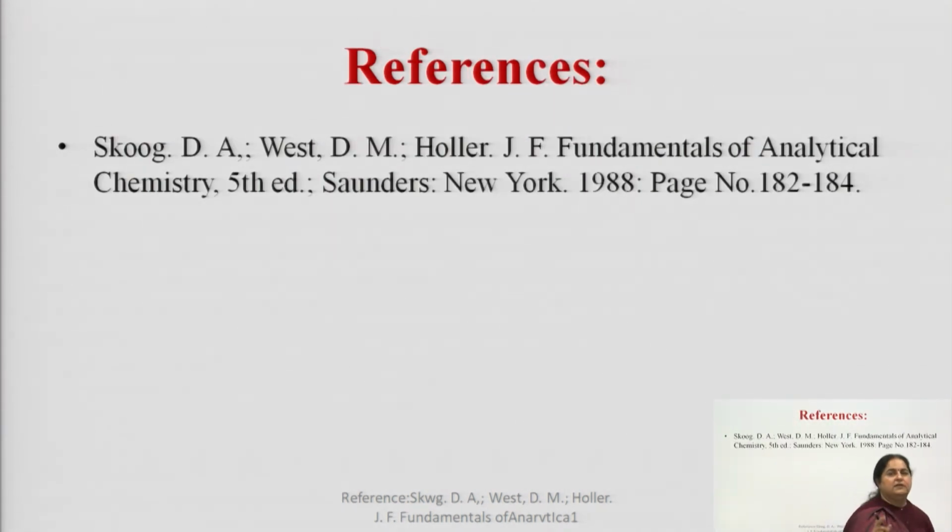And for this topic, you can refer to a book written by Skoog, West and Holler. This is Fundamentals of Analytical Chemistry, 5th edition. Saunders is the publisher, published in New York, and you can follow page numbers 182 to 184. You will find the colorimetric method given in detail. You will not find this method in Physical Pharmacy by Martin, right. This method is specifically given in this book by Skoog, West and Holler, right. This is basically an analytical chemistry book, right.